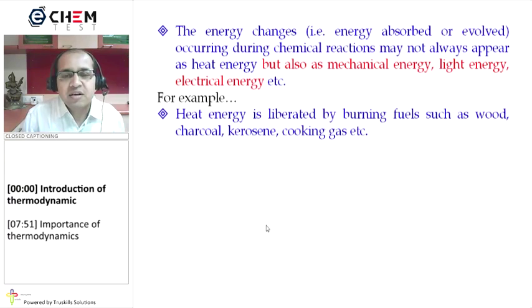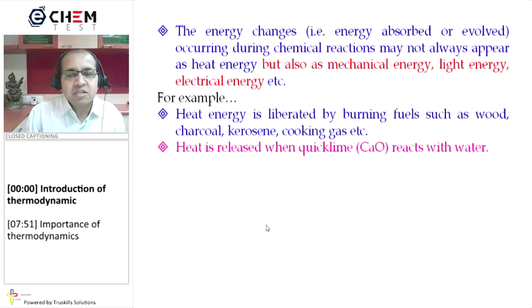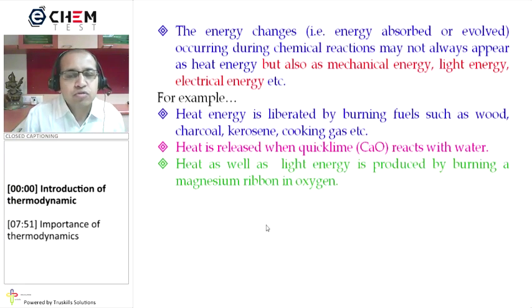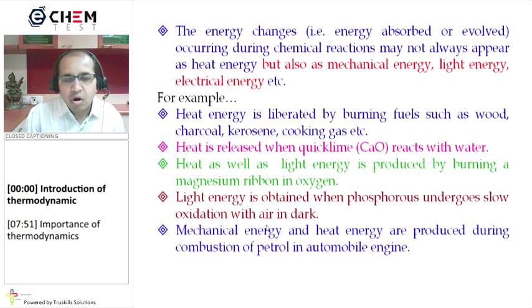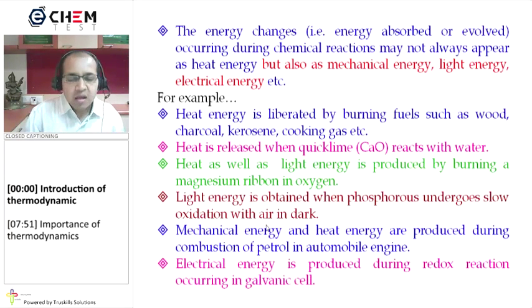For example, heat energy is liberated by burning fuel such as wood, charcoal, kerosene, cooking gas, natural gas, etc. Similarly, heat is released when quicklime is added to water. Similarly, heat and light both are produced by burning magnesium ribbon in oxygen. Or light energy is obtained when phosphorus undergoes slow oxidation with air in a dark room. Or mechanical energy as well as heat energy is produced during combustion of petrol or diesel in an automobile engine. Electrical energy is produced during a redox reaction occurring in a galvanic cell or in any dry cell.